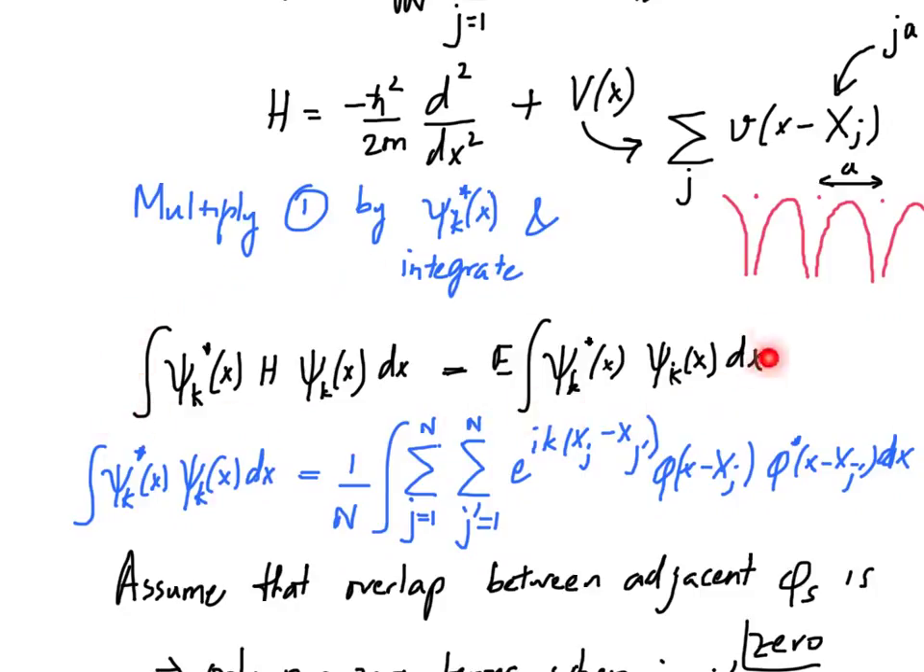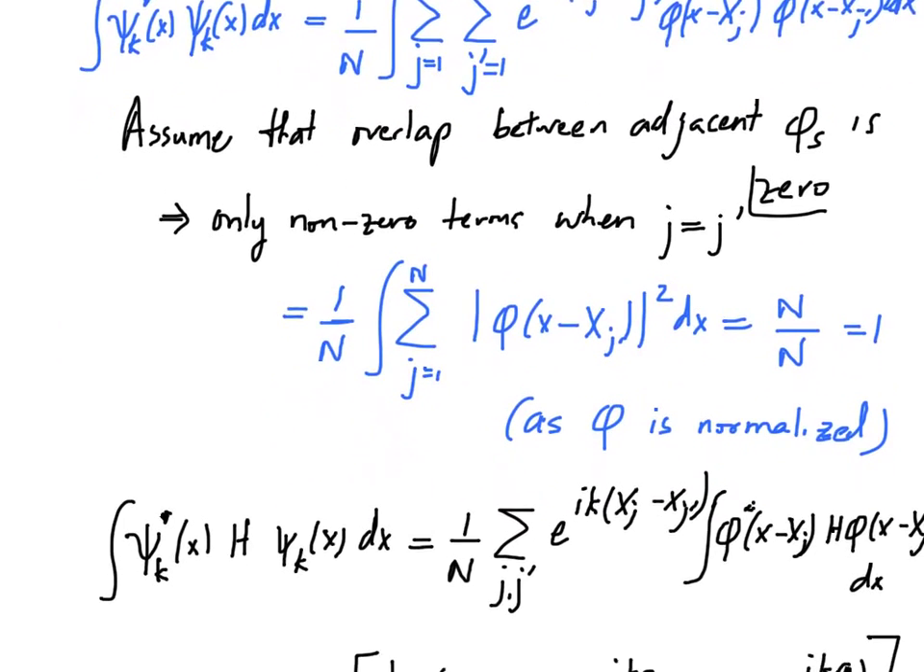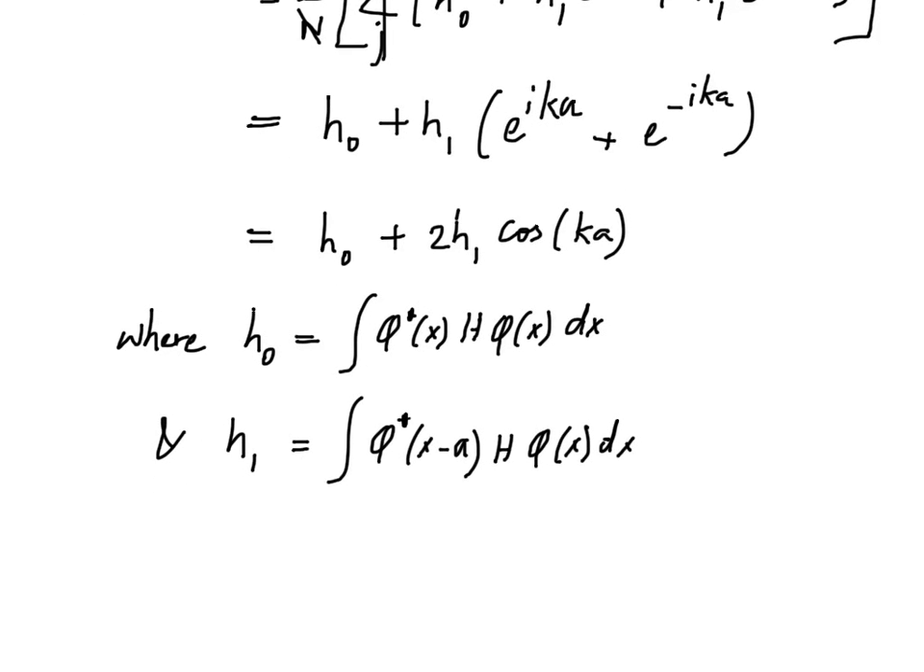We evaluated this integral to be 1, and which basically left us with this integral over here as E. Now that particular integral has been evaluated to be this quantity over there, right? Which basically means that our E, our electronic energy, is this. Let's write that down and let's make a plot of that.